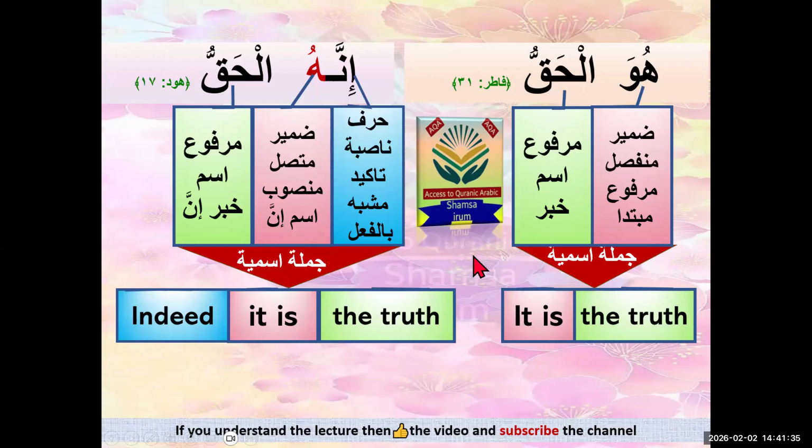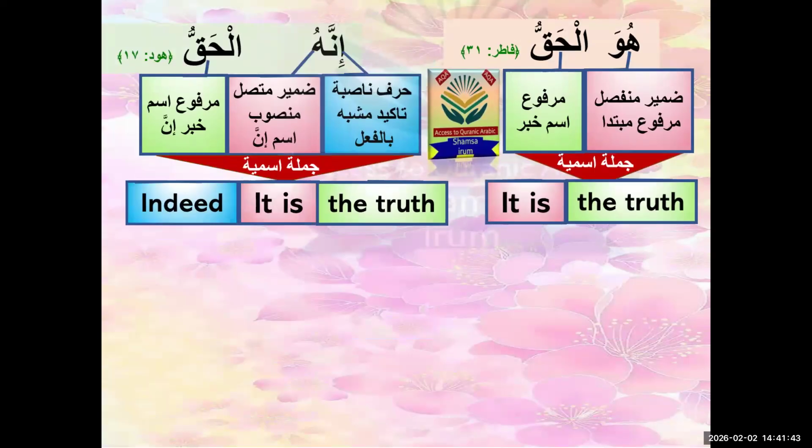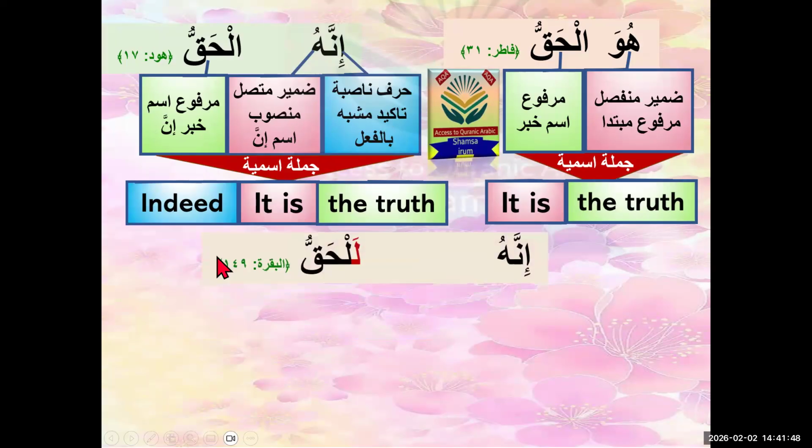So here is the next lecture now. Why do I use this slide again? Because I want to explain today's particle. I will squeeze these two ayat, and I will bring the next ayah from Surah Al-Baqarah. As you can see here, innahul haq, innahu lal haq. What's the difference between these two? Only this lam is additional, which is added in the ayah. The rest is exactly the same.